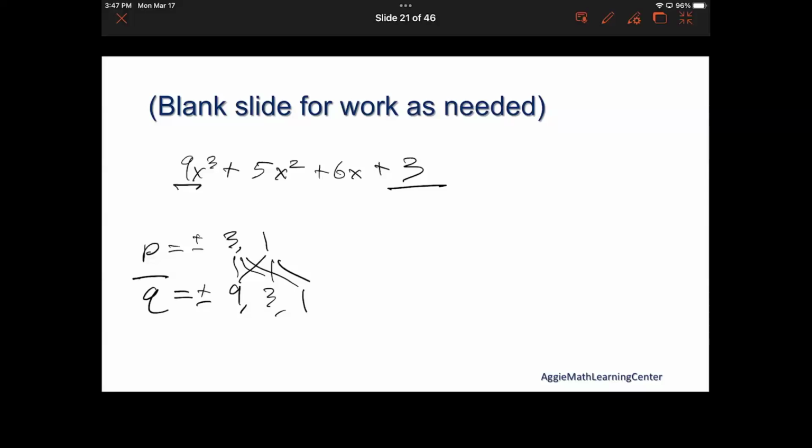So our possible zeros for this will be positive and negative 1, 1/3, and 1/9. And the reason why there isn't a 3/9 in there is because 3/9 is the same thing as 1/3, so we don't need to repeat it. Does that answer your question?